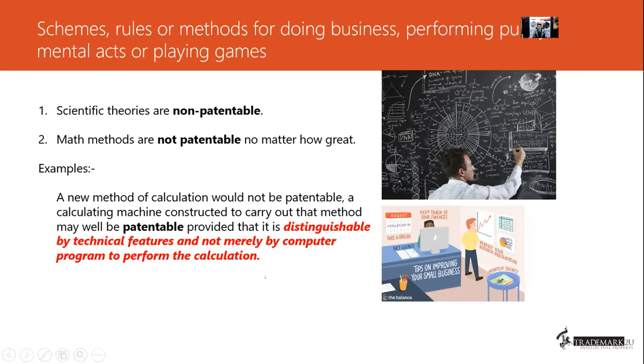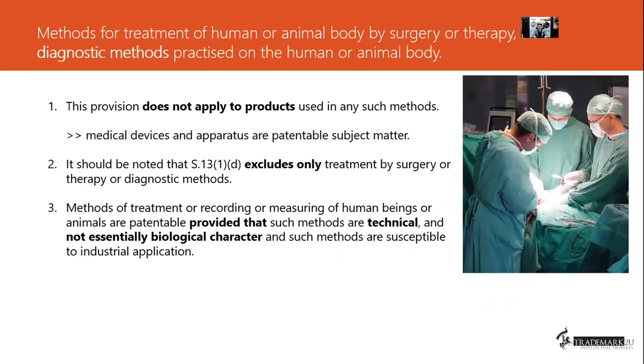And then, method of treatment of the human body. Basically, surgical methods are non-patentable. But it does not mean that the products, the apparatus, the equipment that you use are non-patentable. We have hundreds and thousands of medical patents relating to medical devices, medical equipment, and apparatus. So it must be noted that this section 13.1(d) only excludes the treatment by surgery or therapy or diagnosis method only.